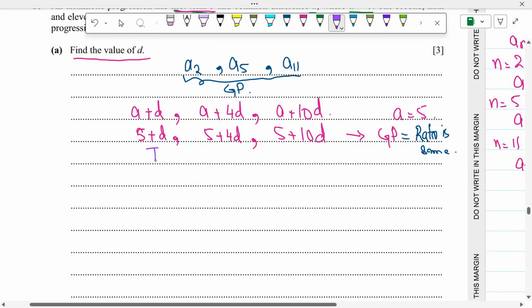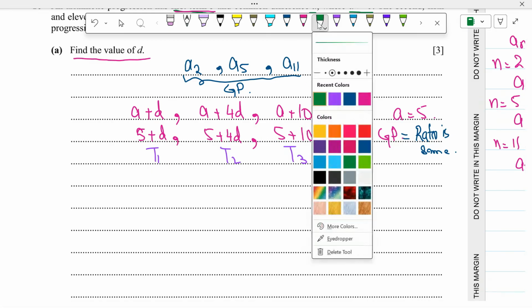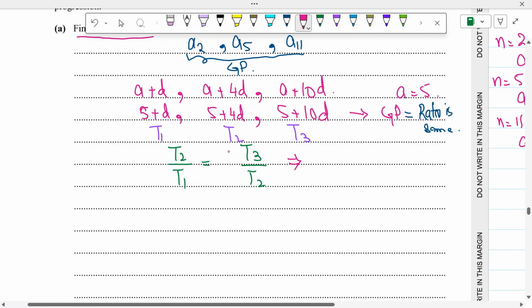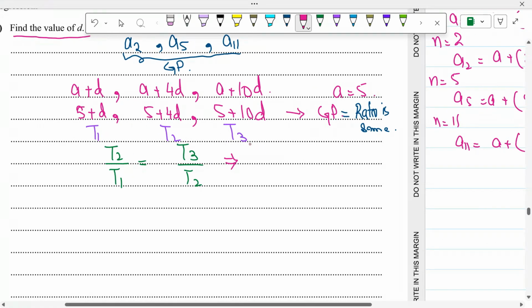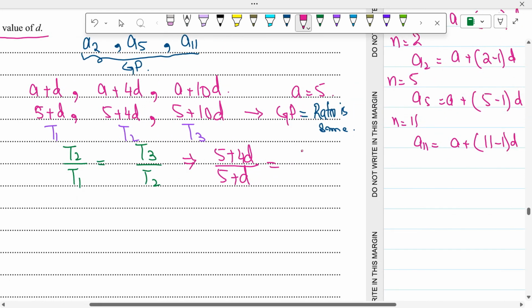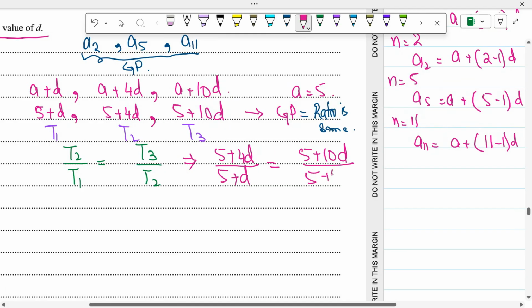These are the T1, T2, and T3 of the geometric progression. So this is a geometric progression, which means its ratio is the same. So we can say that the second term over the first term is equal to the third term over the second term. Plugging these values of T1, T2, T3 into this condition, we can find the value of d. So the second term, 5 plus 4d, over the first term, 5 plus d, equals the third term, 5 plus 10d, over the second term, 5 plus 4d.